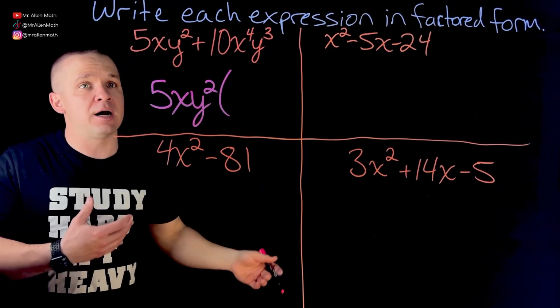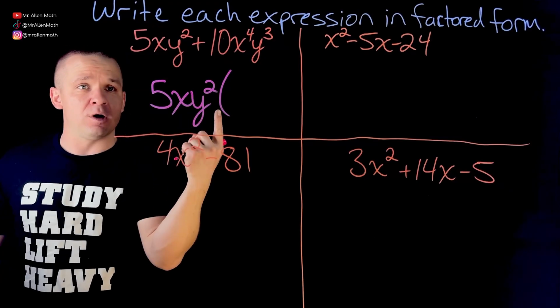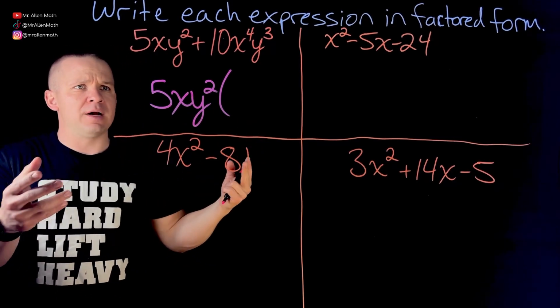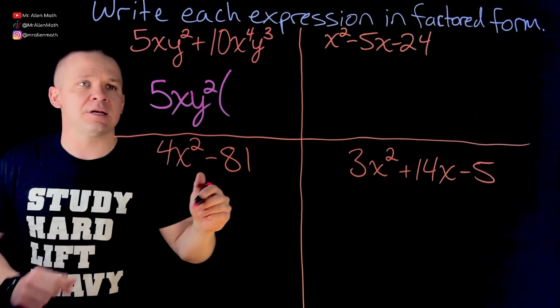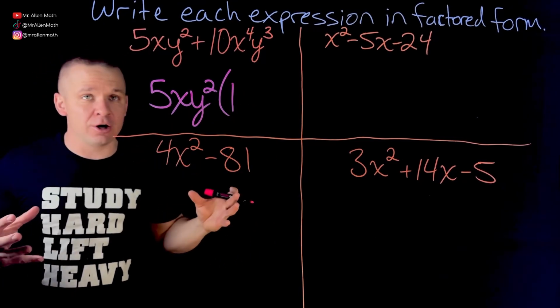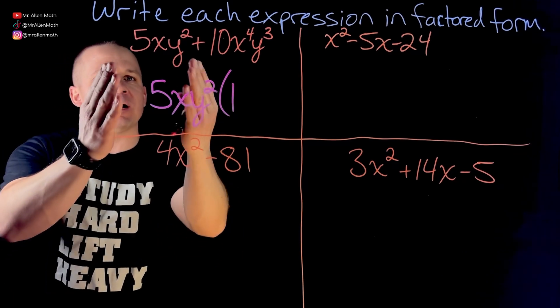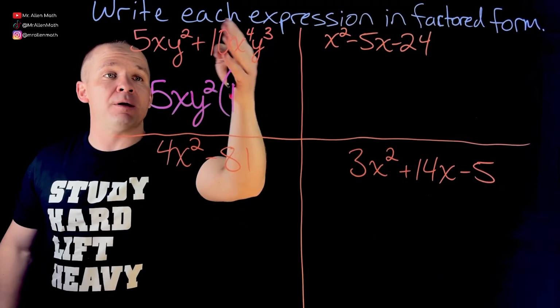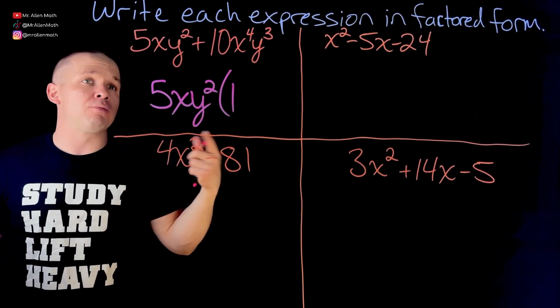on the inside. Okay? So I took out my 5, so it's just a 1 left over. I took out the x, and I took out the y squared. So do I have anything left there? Yes. I got to put a placeholder of a 1 there. Anytime I remove an entire term, essentially, right? The greatest common factor is that term. I'm going to put 1 in its place. That way, if I multiply back in, I get the original problem.